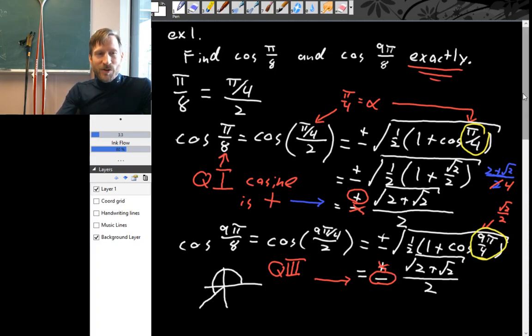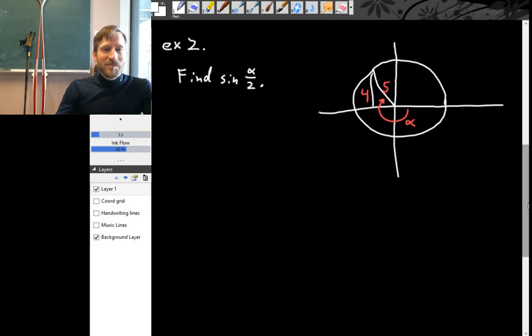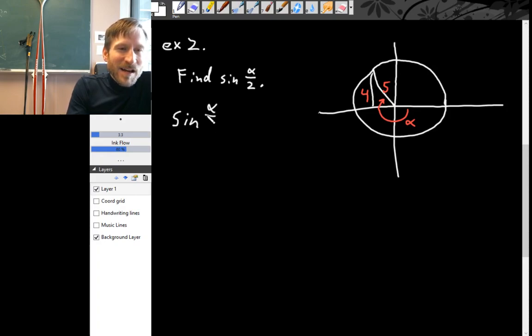All right, so let's look at a second example. Let's use this diagram to find sine of alpha over 2. Well, sine is going to be opposite over hypotenuse, or y over radius in this diagram, except this diagram is a diagram for alpha and not for alpha over 2. So we know information about alpha, not alpha over 2. We had better rewrite sine alpha over 2 in terms of just alpha.